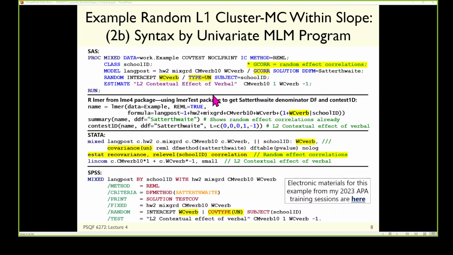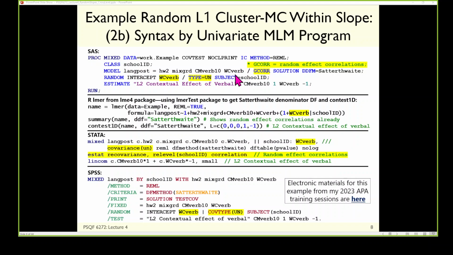So this is an example, just to remind you, where we are predicting language in students nested in schools, and we have 3 level 2 predictors in the model: how much homework the school tends to assign, whether it uses mixed grades, the school's mean for verbal ability of its students, and then a within cluster centered version of verbal ability. So this is cluster mean centered right here.